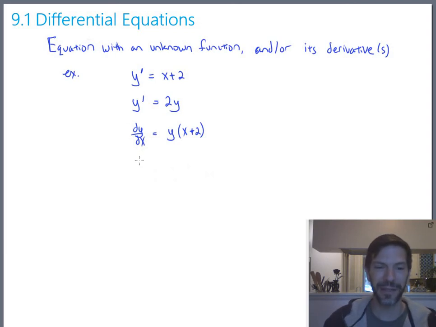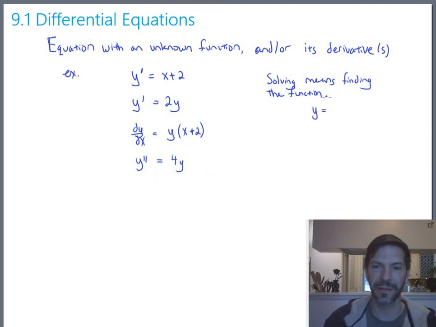You can certainly have a second derivative as well. Say the second derivative of the unknown function is equal to 4 times the original function. Okay, so solving means finding the function. So your answer will look like y equals, and you'll have some function in terms of x, right?